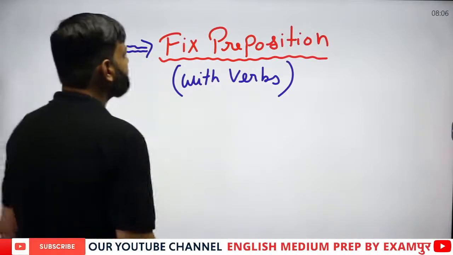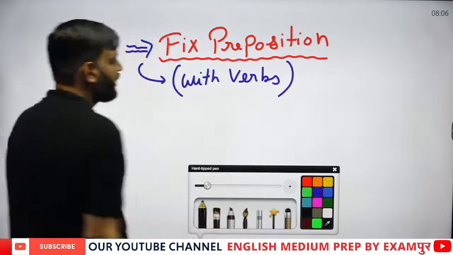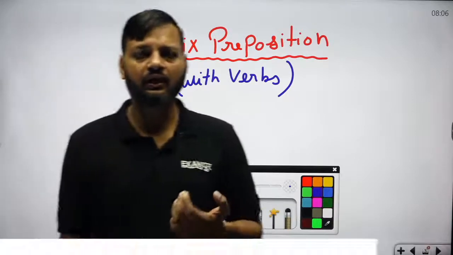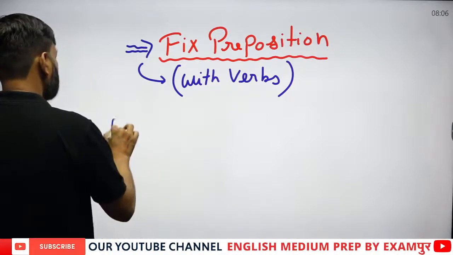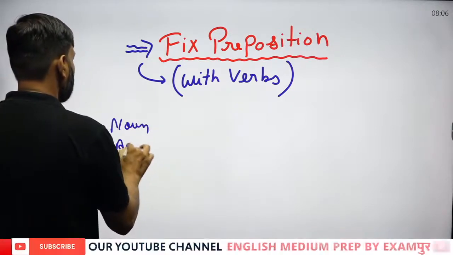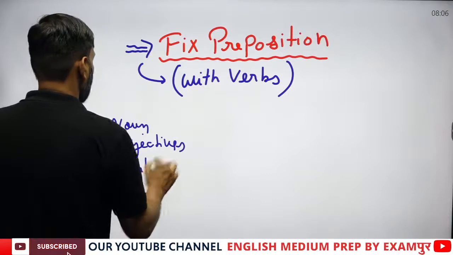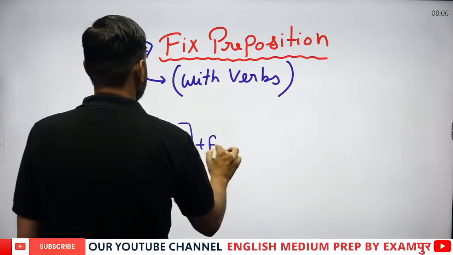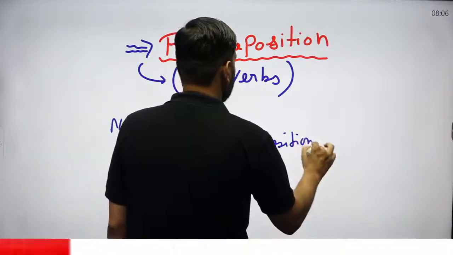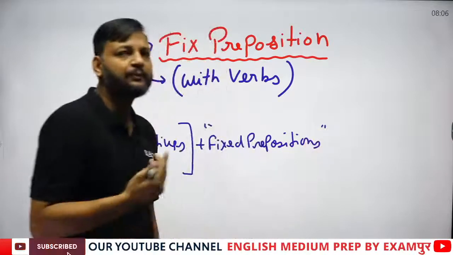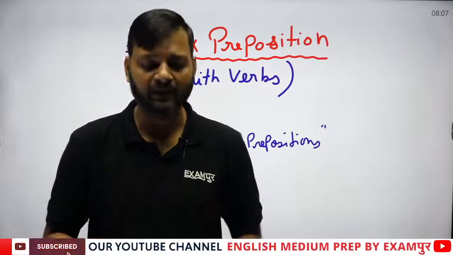The chapter is fixed prepositions with verbs. Now what do you mean by fixed preposition with verbs? See, there are nouns, there are adjectives, and also verbs which are followed by fixed prepositions. Fixed preposition means there are certain prepositions that are used after different verbs and different nouns and different adjectives.